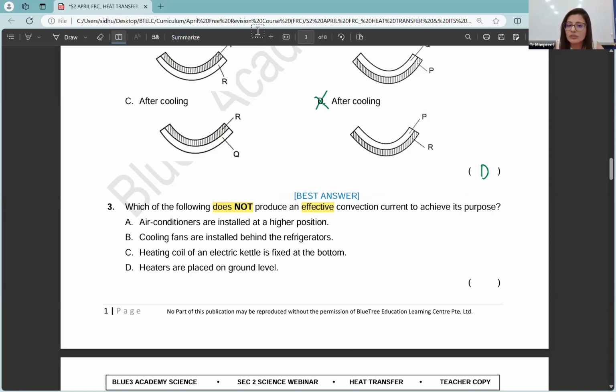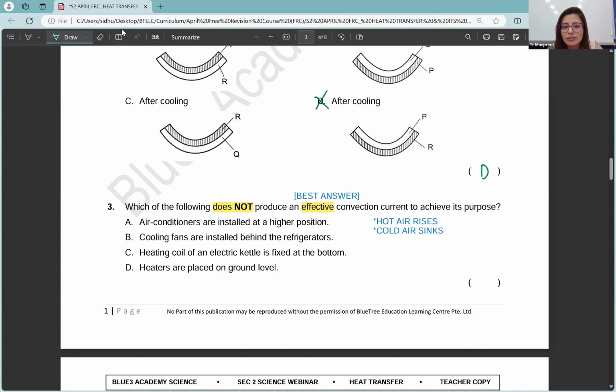So we know air conditioners. Now, the purpose of an air conditioner is to keep a room cold, right? Which is why they are placed at a higher position. Now, why? We go into the concept. We know that hot air rises and cold air sinks. So hot air rises, it is converted into cooler air and then it sinks. So we know this is effective. Quite effective, not too bad.